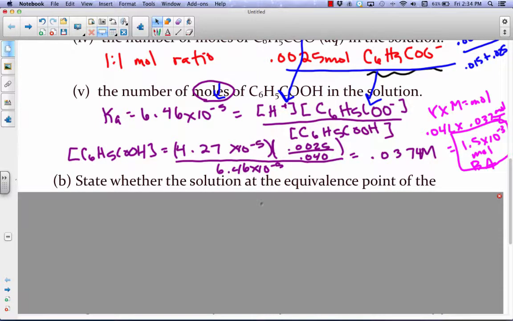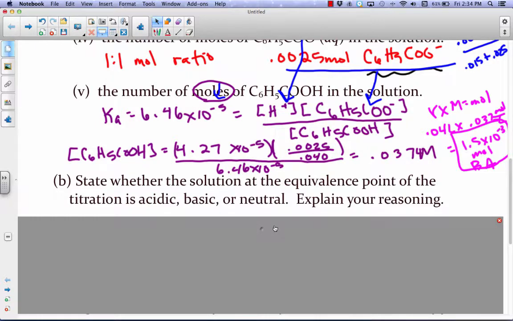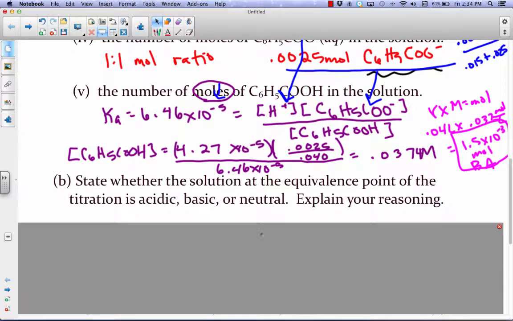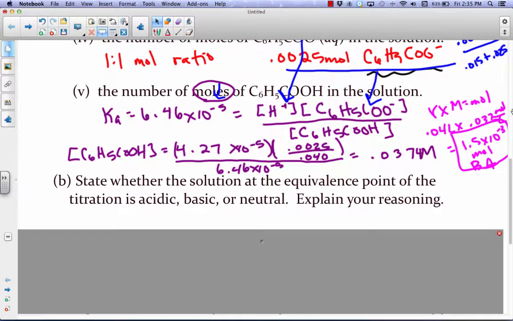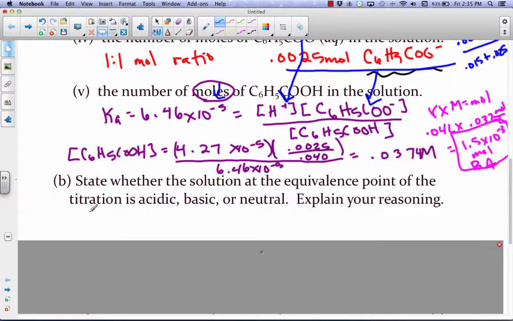There we go. Now the question says to state whether the solution at the equivalence point of the titration is acidic, basic, or neutral. So remember back at the end of our titration, what did we have? Sodium hydroxide and benzoic acid made water, and it made the benzoate ion, right? So if I used up all of this sodium hydroxide to neutralize all of my acid, that means in my solution I have water and I have benzoate, or sodium benzoate.